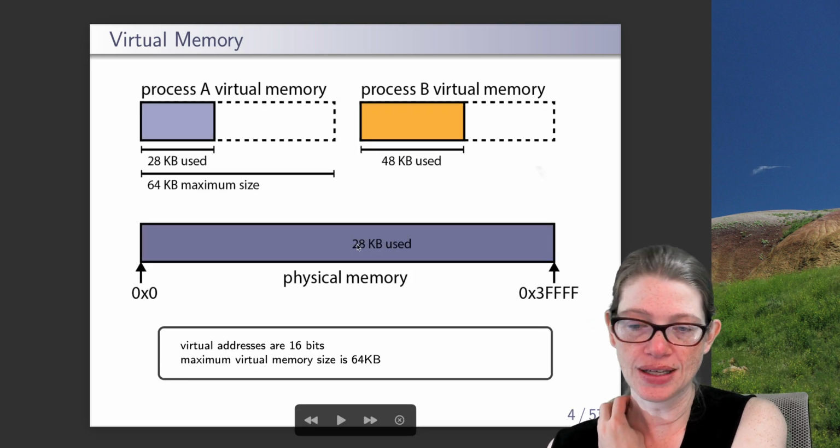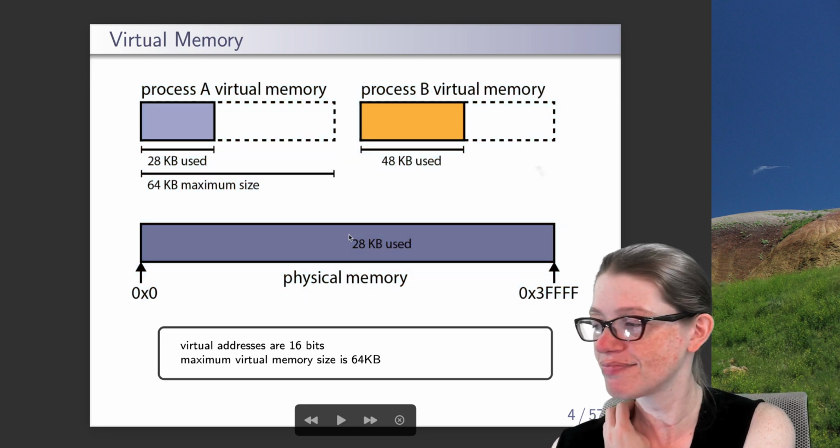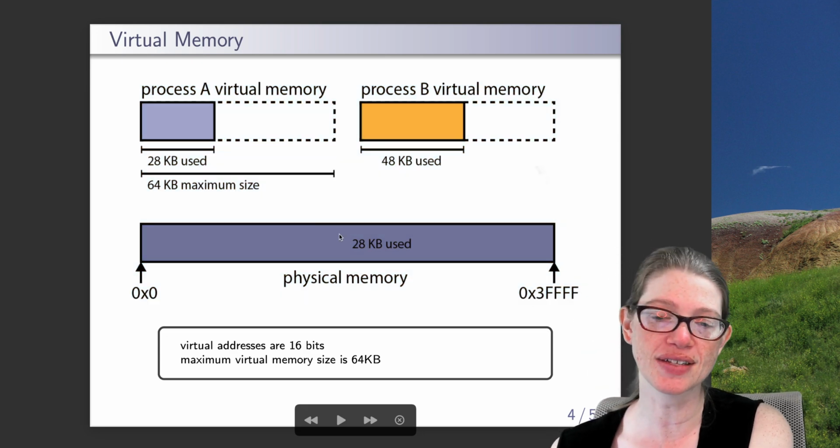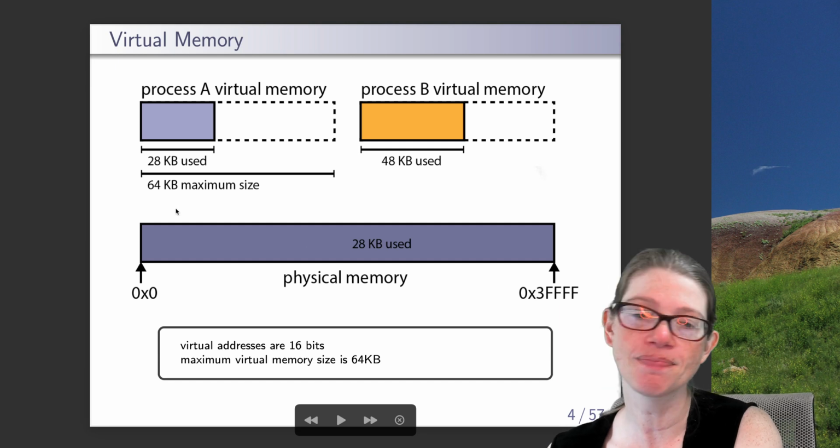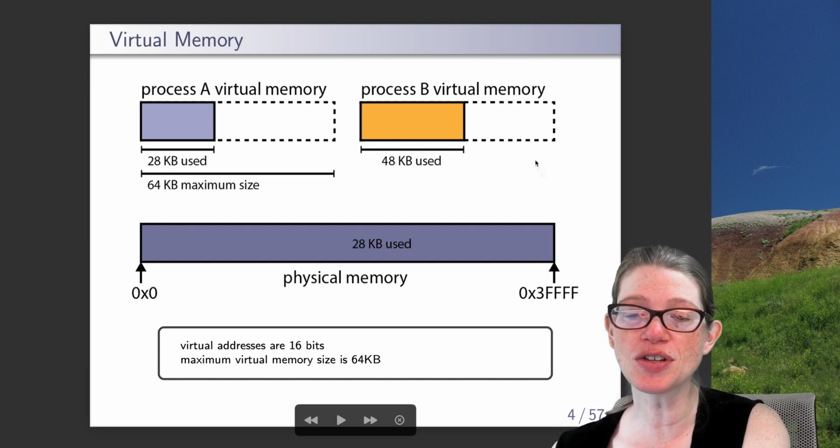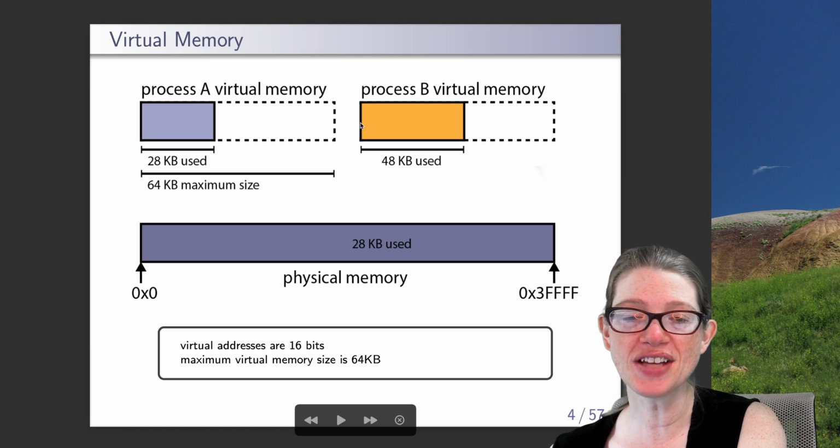So please excuse the label in the center of this block here. It's supposed to be deleted. So we have 2 address spaces here. So we've got process A.